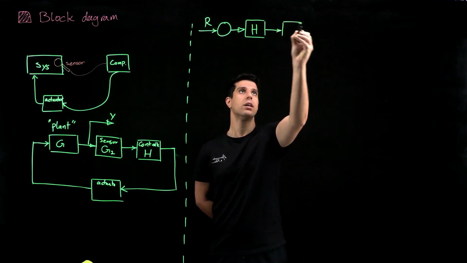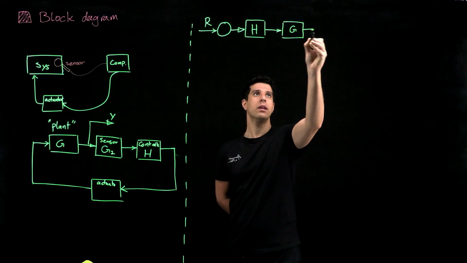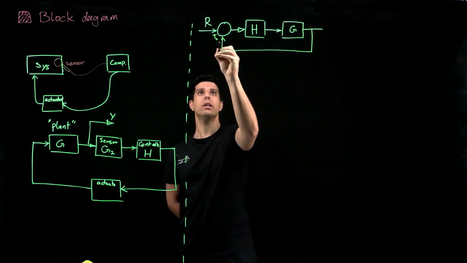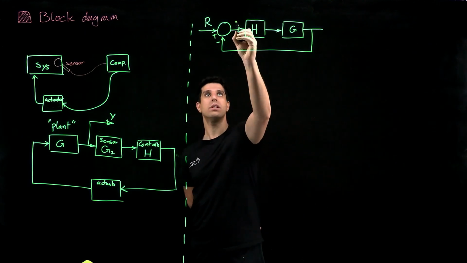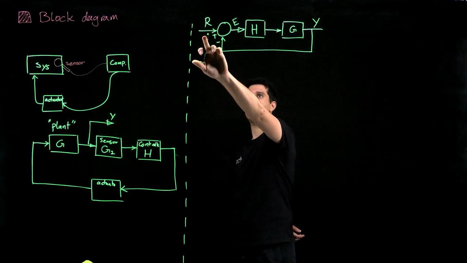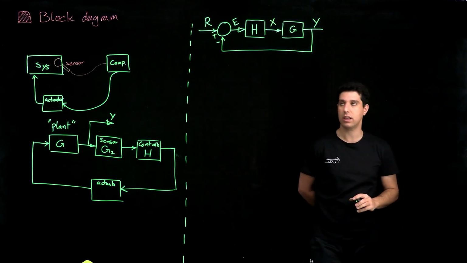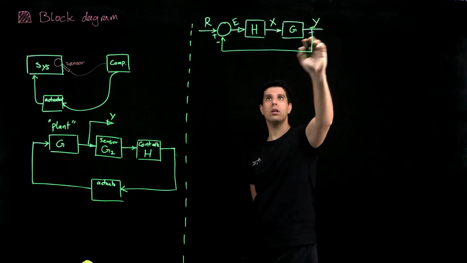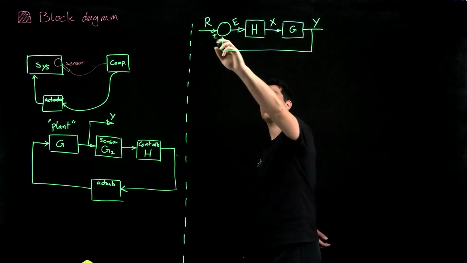H defines what input needs to go to my plant, or my actual system G, and then measurements of the output are taken and compared with the reference. So in this case, this becomes the error: the actual output of the system minus the reference. This goes to the controller and gives me X, the input to the system. This is the closed loop block diagram for controlling the system to follow a reference set point.